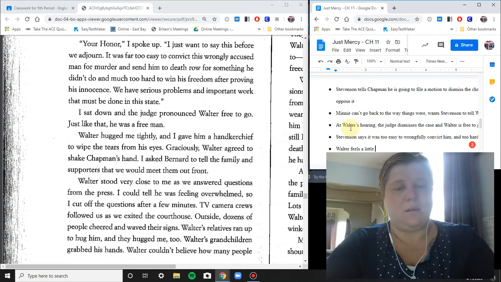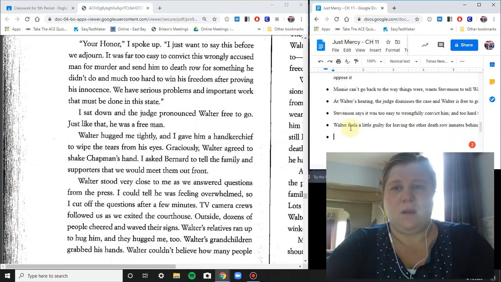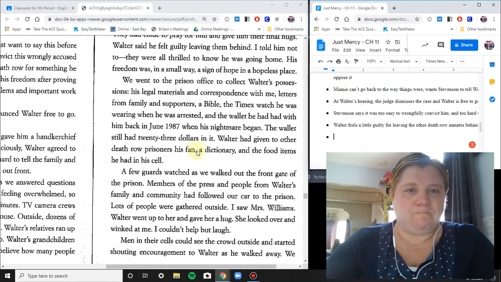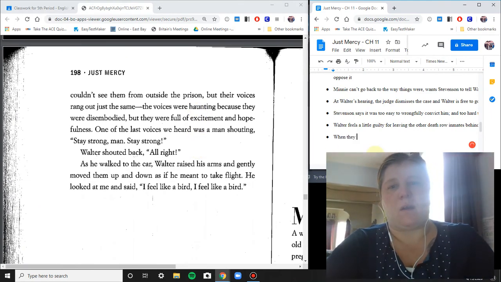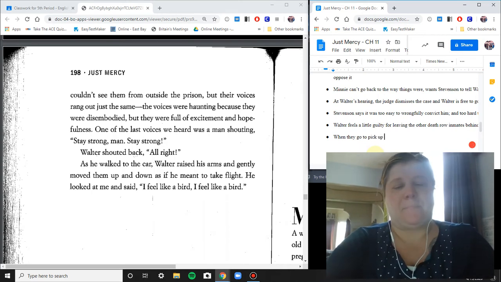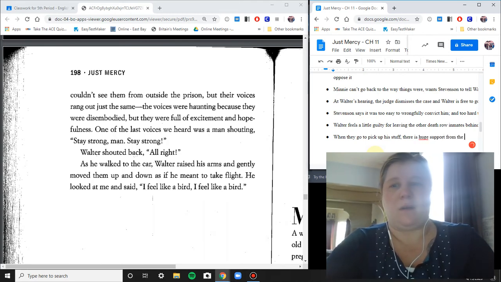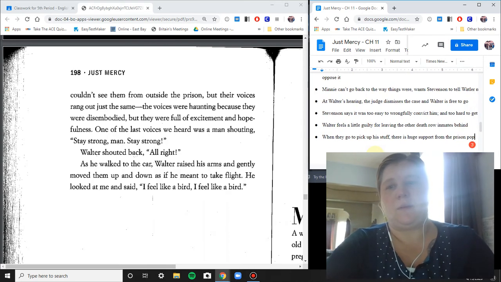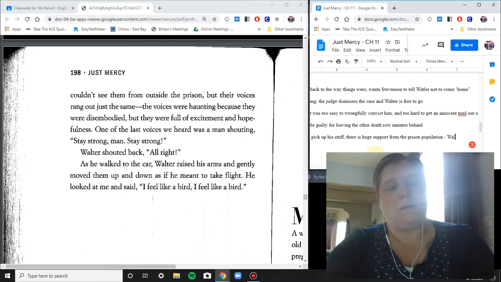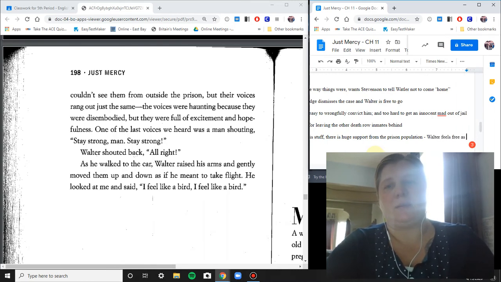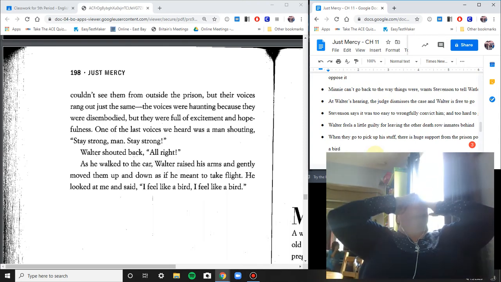Walter feels a little guilty for leaving the other death row inmates behind. When they go to pick up his stuff, there is huge support from the prison population. Walter feels free as a bird. Okay.